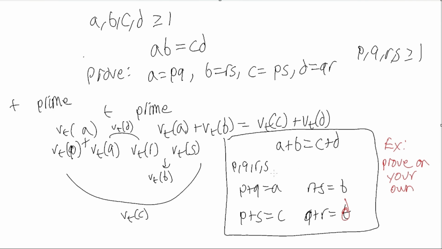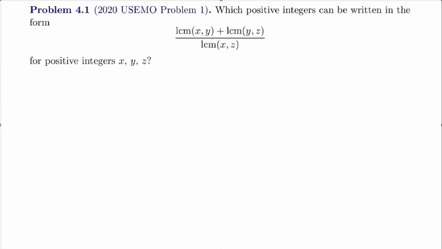The point is that by varying this prime t, we're able to end up varying all of these numbers that we end up using, and therefore construct the numbers p, q, r, and s as we need. So the point is that you can always use nu t to break the problem down into smaller chunks, especially ones involving addition. So you can turn multiplication into addition. Okay, now let's take a look at our example problem.